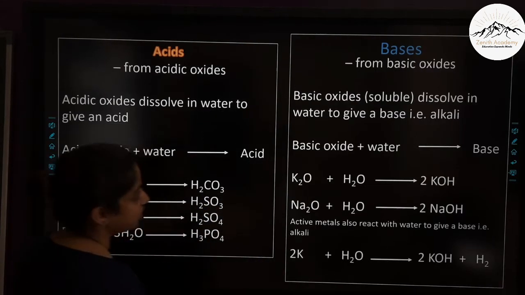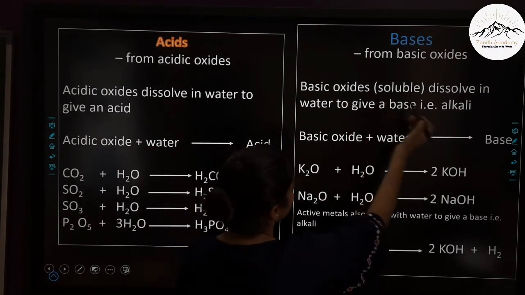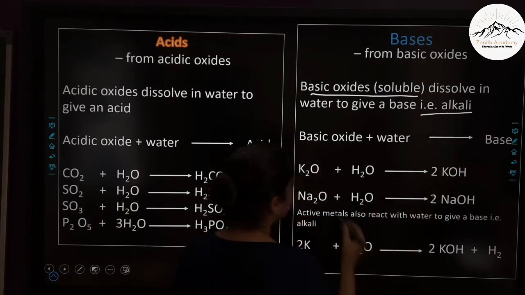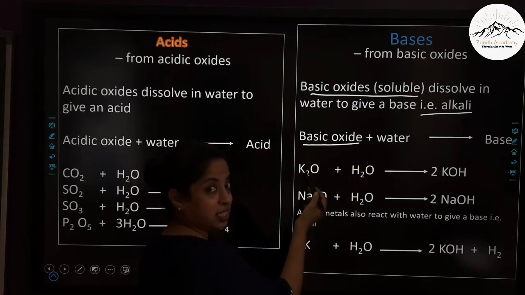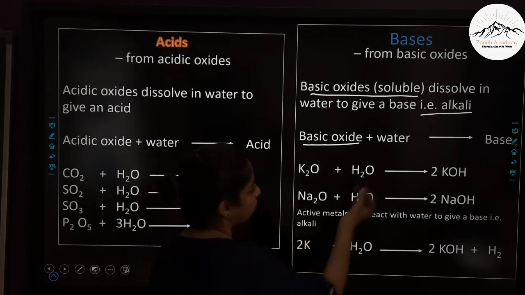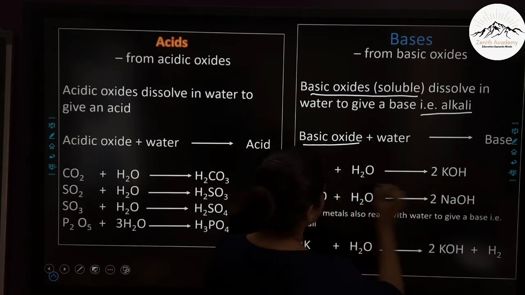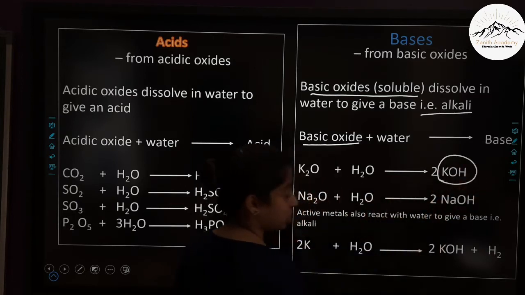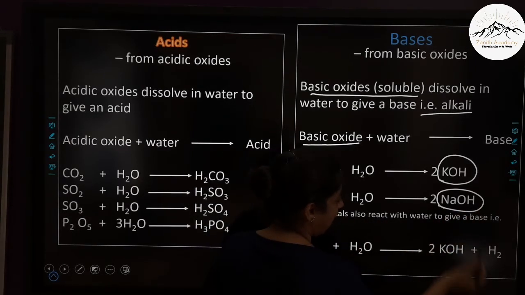Now let's see how bases are formed. Bases are formed from basic oxides. So basic oxides, which are soluble obviously, dissolve in water to give base, that is alkali. So basic oxides like K2O, Na2O. These are metallic oxides. We know metallic oxides are basic in nature. So this metallic oxide reacts with water to form base, which is alkali. So here you can see that K2O and H2O give KOH, which is an alkali, and Na2O and water gives NaOH, which is an alkali.